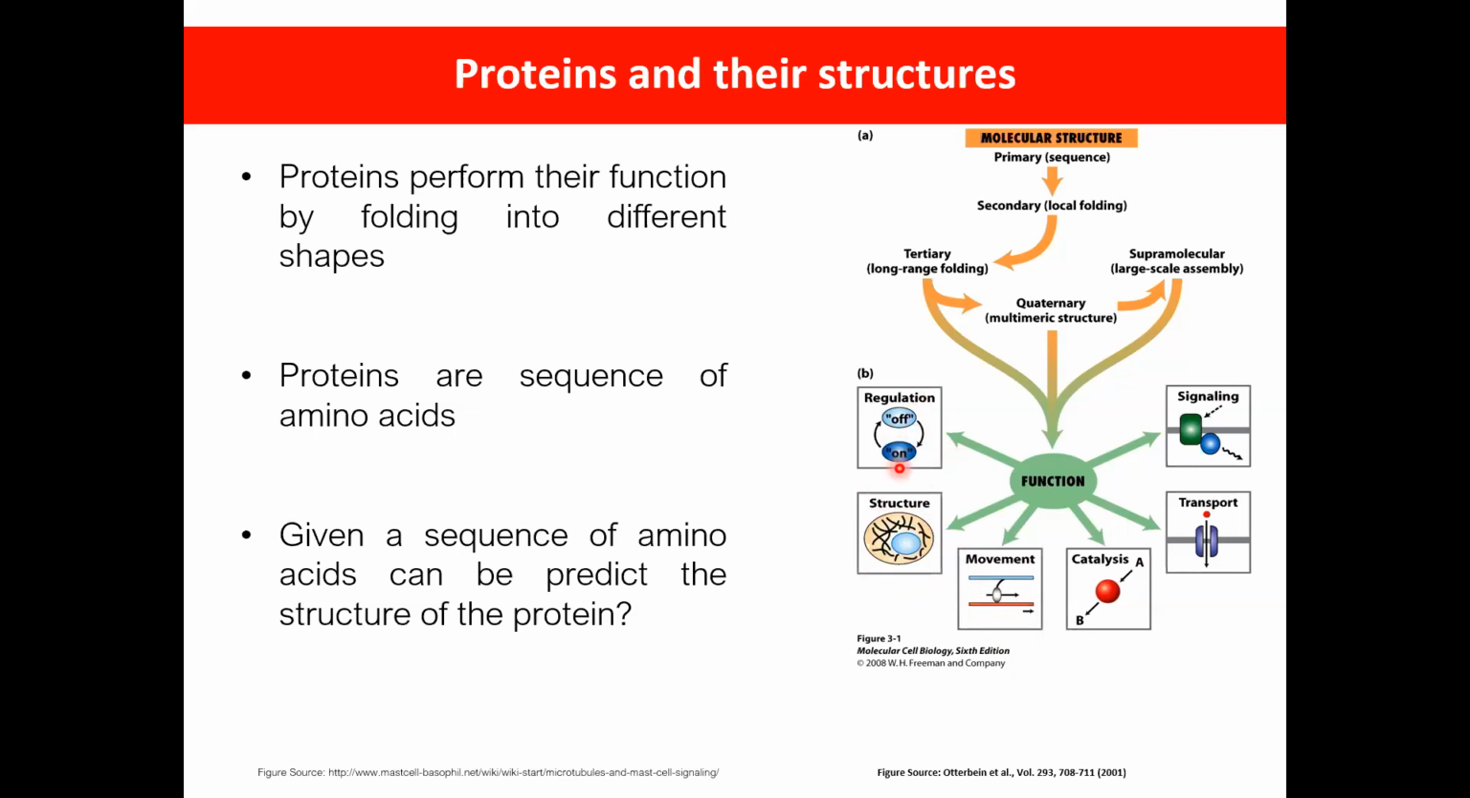The important thing is that all the functions inside the body are carried out by proteins, and these 1,000 different types of proteins which work inside our body are made from only 20 different types of amino acids. These 20 amino acids get arranged into different sequences that give rise to different shapes of the protein, and proteins perform their function by folding into different shapes. So proteins are sequences of amino acids, and there are not more than 20 amino acids which make all kinds of natural proteins.